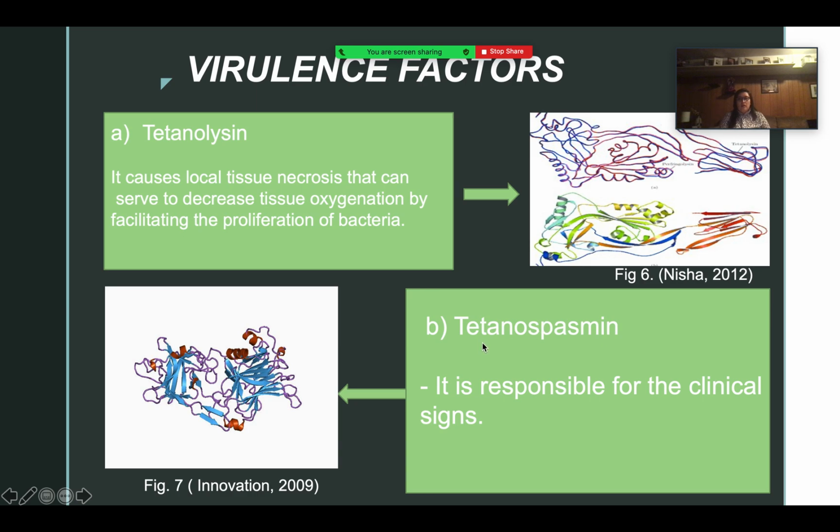The second one is the tetanus toxin. It is responsible for disease manifestation. The tetanus neurotoxin is released upon cell lysis after bacterial growth under anaerobic conditions. An example of it is a deep puncture wound where it is contaminated.